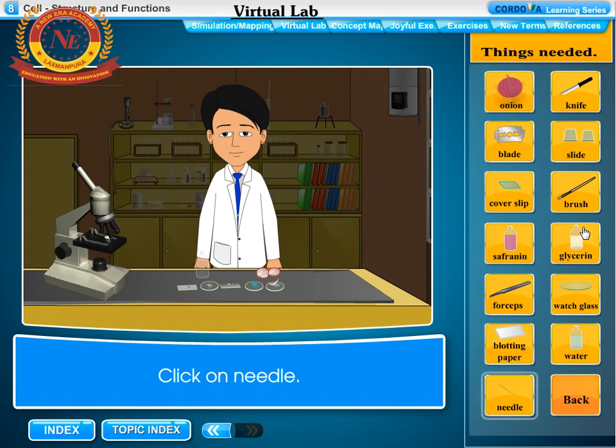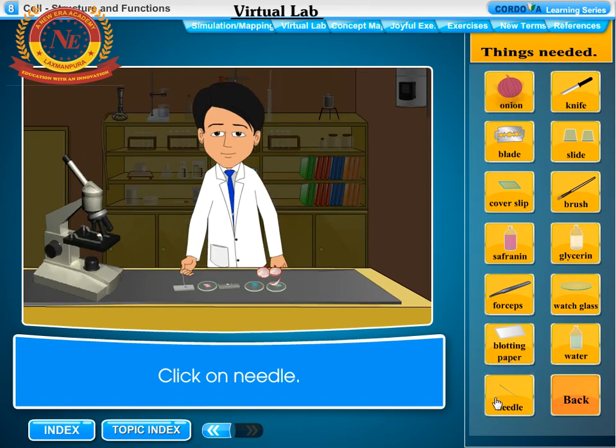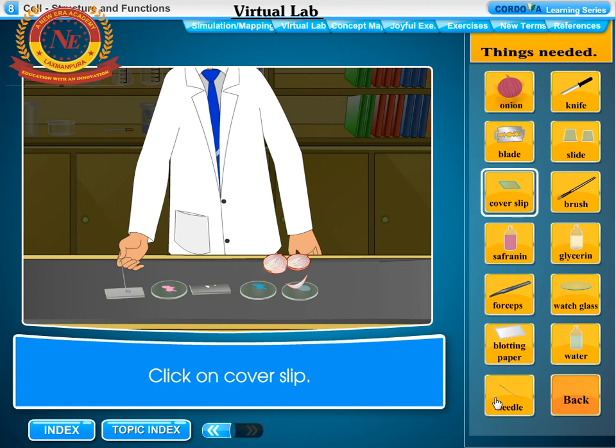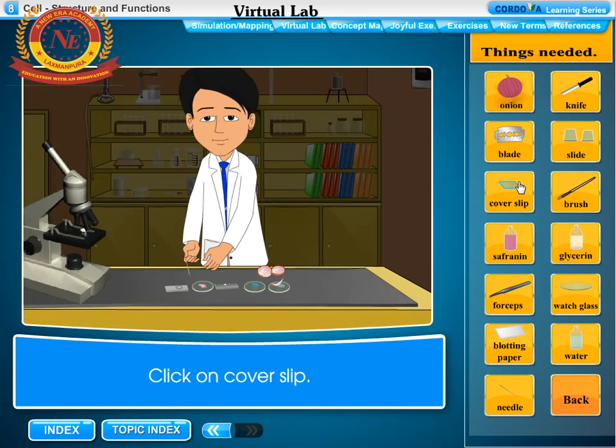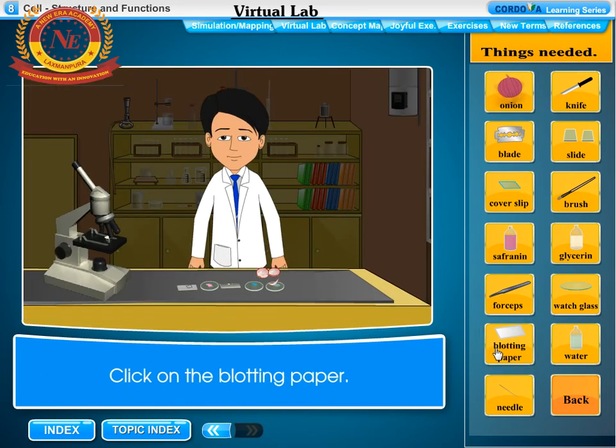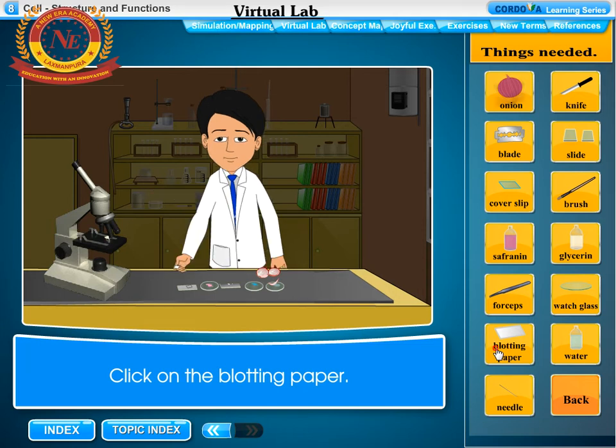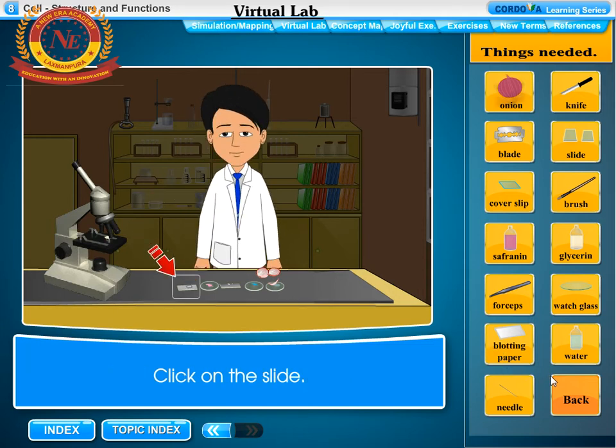Click on the needle to help put the cover slip on the slide. The needle is used now. Click on the cover slip to cover the peel. Click on the blotting paper to remove excess glycerin from the slide. Click on the slide to place it on the microscope.